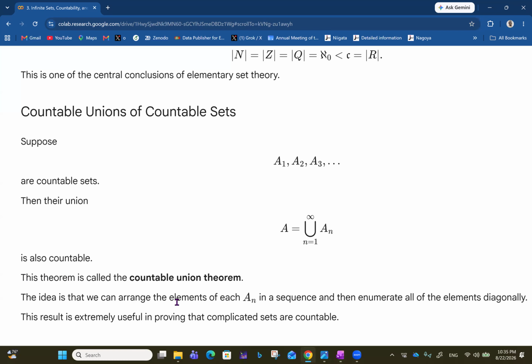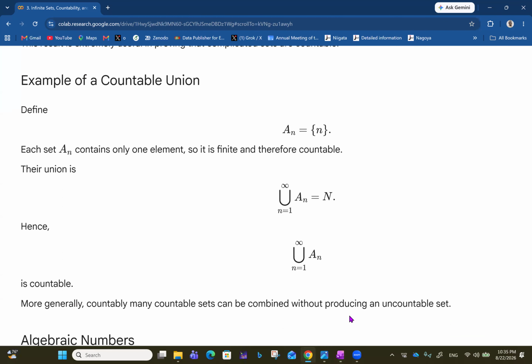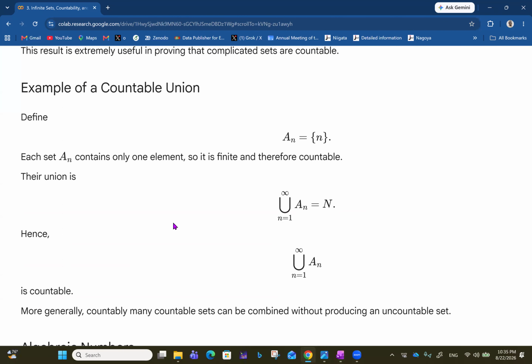The idea is that we can arrange the elements of each A_n in a sequence and then enumerate all of the elements diagonally. This result is extremely useful in proving that complicated sets are countable. So, an example of a countable union: define A_n to be the collection containing only the element n. Each set A_n contains only one element, so it is finite and therefore countable.